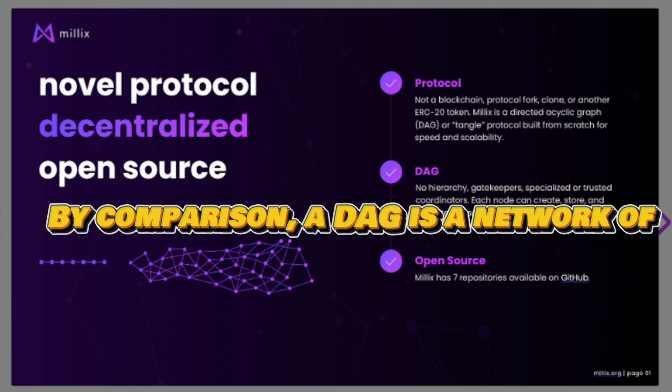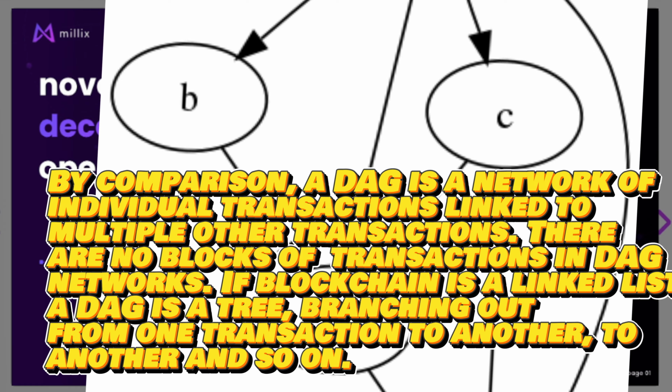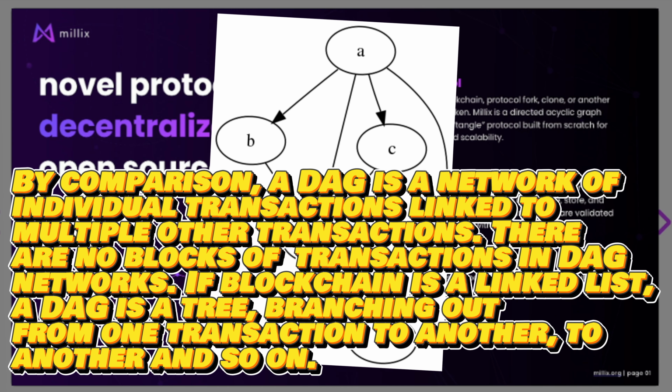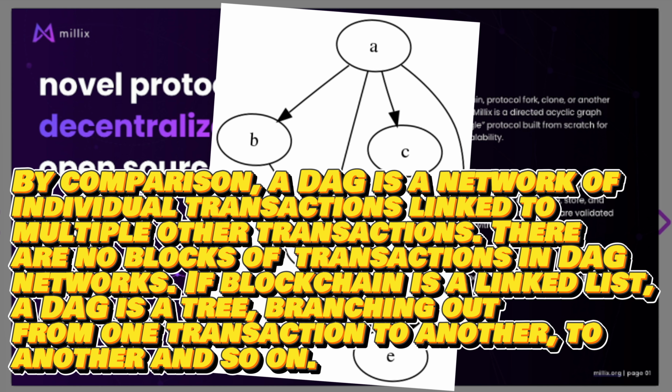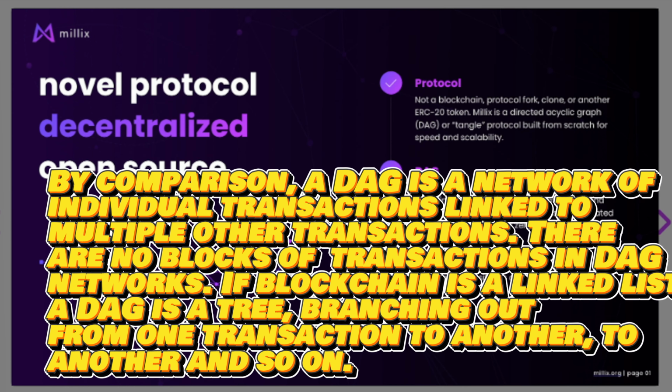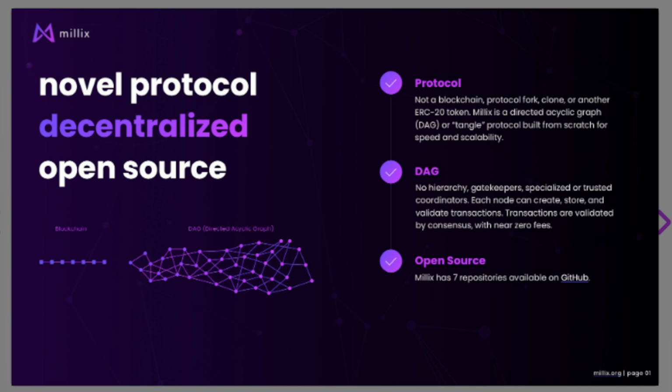He said, by comparison, a DAG is a network of individual transactions linked to multiple other transactions. There are no blocks of transactions in DAG networks. If blockchain is a linked list, a DAG is a tree, branching out from one transaction to another, and so on.